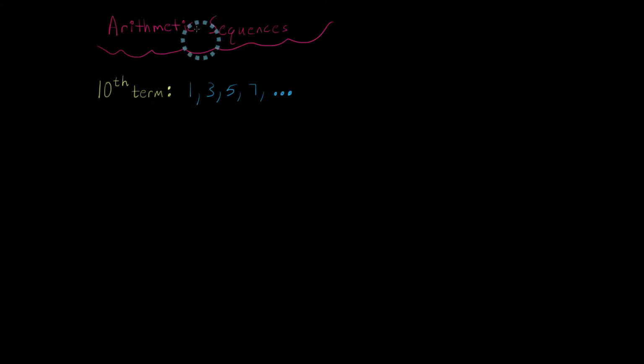We're looking at arithmetic sequences, and it turns out you can find a specific term's value in a sequence as long as you're given the right tools. The tool we're going to be given here is a formula, and in the textbook it's written as a sub n is equal to a sub 1 plus, and then inside parentheses, n minus 1 times d.